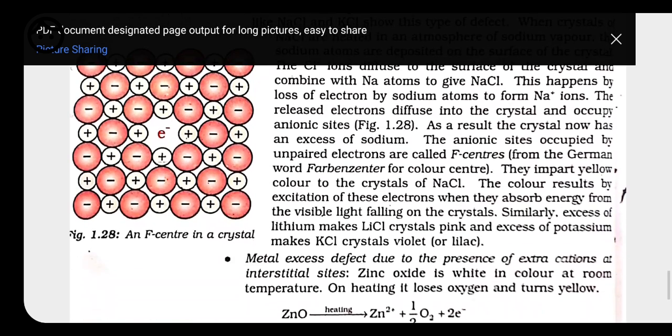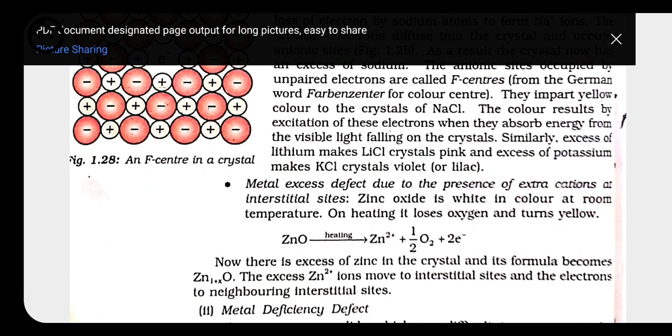Okay, second, we are having metal excess defect due to the presence of extra cation. Here what does happen? Here an extra cation is going to add into this type of defect. Another way in which the metal excess defect may occur is if an extra positive ion is present in an interstitial site. So here again the electrical neutrality is balanced. But if we are taking the example of Zn, it is having plus 2 charge, and in ZnO, O is having minus 2 charge.